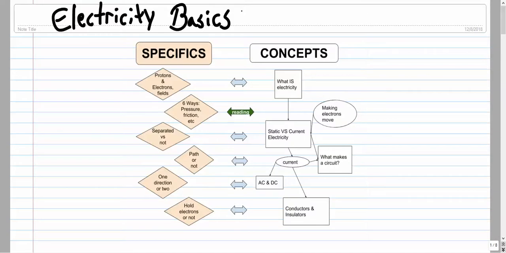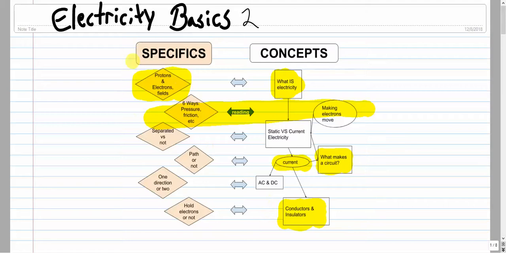Okay, this is video 2 for the electricity basics quiz. In video 1, we talked about what is electricity. We mentioned protons and electrons and electric fields. We said we were going to skip this idea right here for the most part. We haven't talked about static versus current yet. We did talk about current and what makes a circuit, and we talked about conductors and insulators.